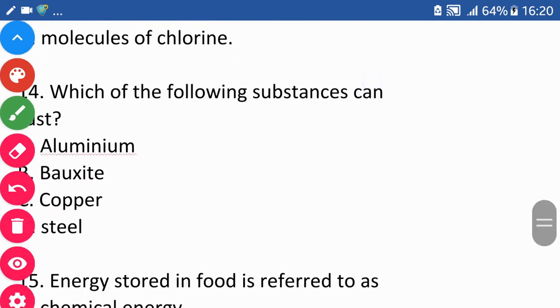Which of the following substances can rust? Steel can rust. Steel. Aluminium will not rust. Bauxite. We get aluminium from bauxite, and copper does not rust. Steel rusts because it contains iron.